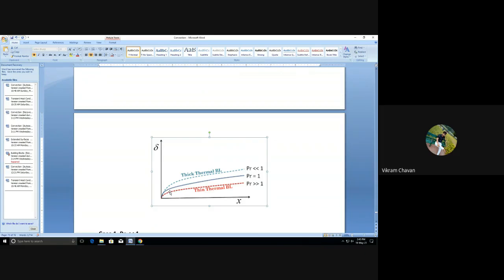You can zoom your screen if the diagram is not visible properly.